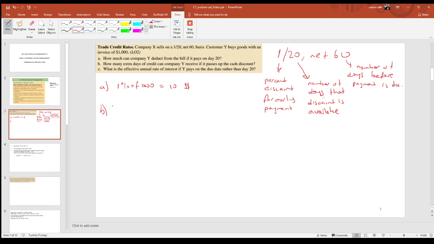So B, how many extra days of credit can company Y receive if it passes up the cash discount? Well, 60 days is the length of the period for this transaction, and they can benefit 20 days if they want to have a discount. So 40 days is the number of days of extra credit.